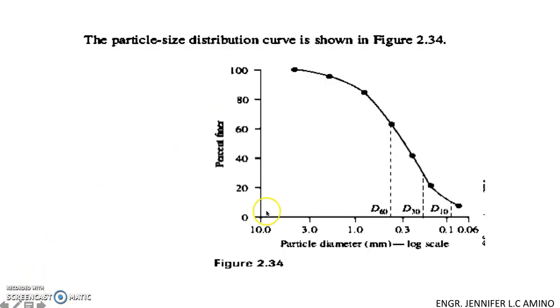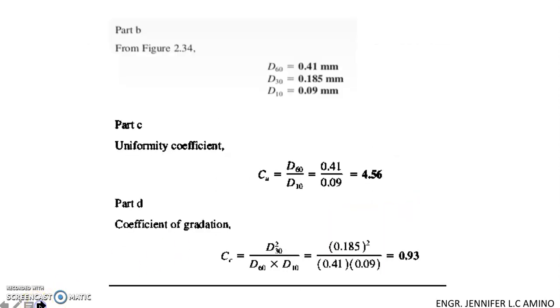Then how about for D30? You move on to 30% finer. Approximately, it is located here. You draw a horizontal line, and it should intersect with the particle size distribution curve. You draw a line downward, then you read this particle diameter, and that is now the diameter of the 30% finer. Approximately, that is 0.185 mm.